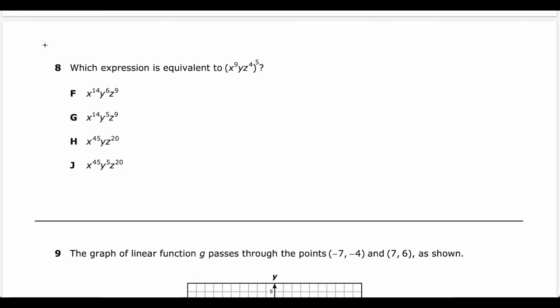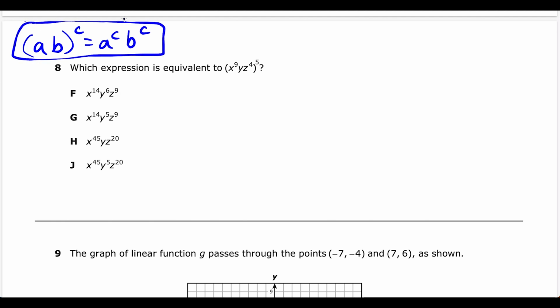Question 8 is law of exponents. It really helps to know this. A times B to the C power is the same thing as A to the C times B to the C. And then also what you want to know here is that when you have a power raised to another power like this, this is the same thing as A to the B times C. So we could combine these two rules here to answer this question.